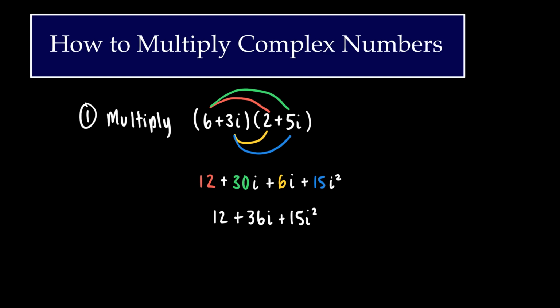And the trick on this is to remember that i squared is actually -1, because the square root of -1 was i. So if you multiply i by itself, you'll get -1. Okay? So what we're going to do is just rewrite this. This is 12 plus 36i plus 15 times -1. So it's not 15 minus 1, it's 15 times -1.